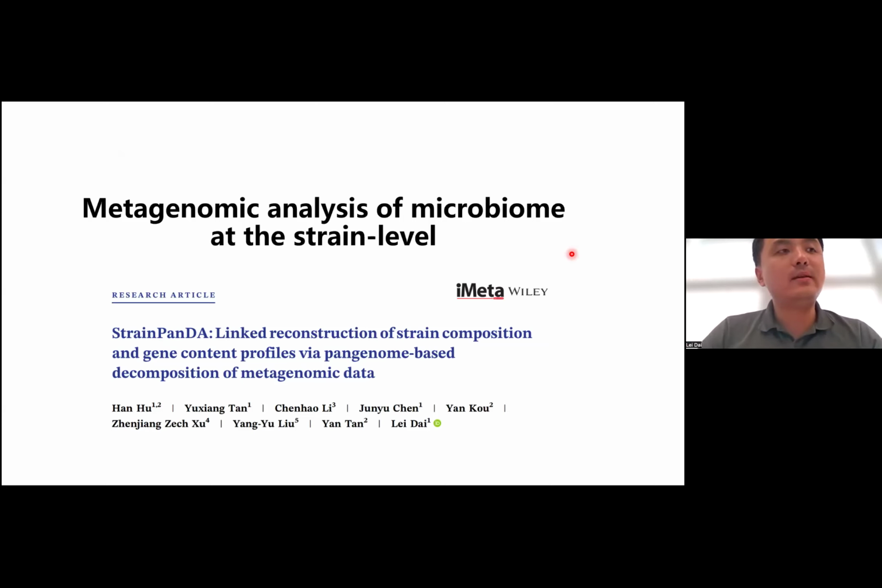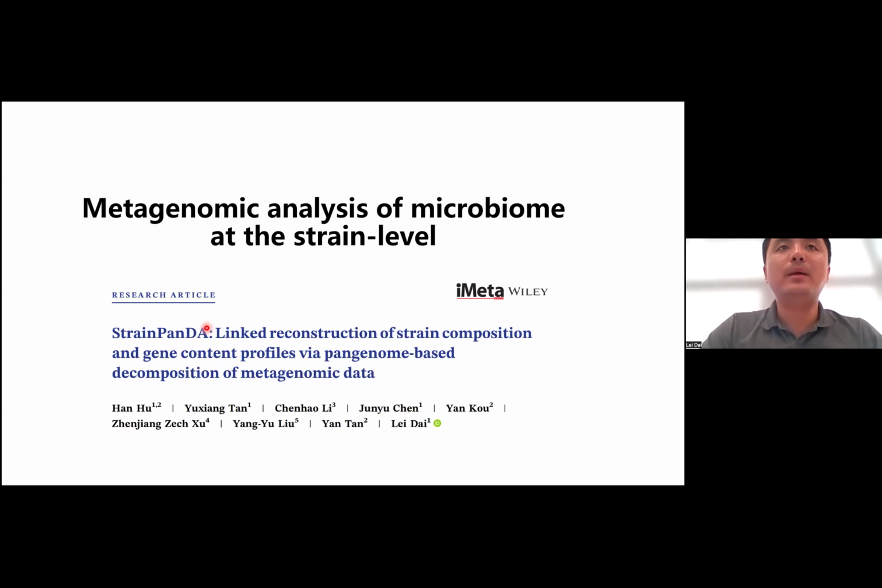Because I don't have that much time, I would just very briefly introduce the two other stories. Okay, so very quickly, maybe use five minutes. So we developed some novel tools. One tool is to understand strain level composition given the metagenomic data. So we call it strain panda. If you like the pandas, you can just very easily search.